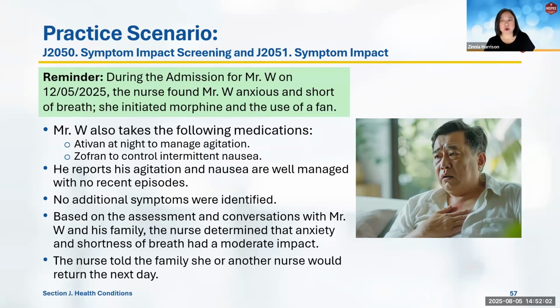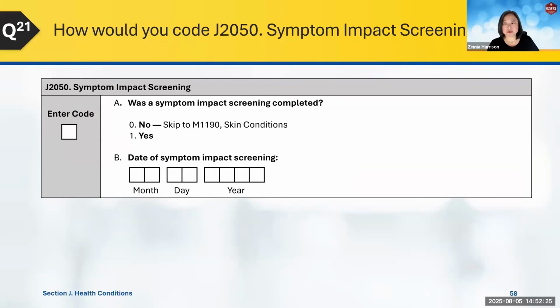As you prepare to code the symptom impact items, I want to remind you of the coding of symptom impact. 0 is used for symptoms that are present but well managed and causing no impact. Code 9, not applicable, is used for symptoms the patient does not experience at all. Okay, so I think we can launch the poll. So how would you code the new symptom impact screening items?